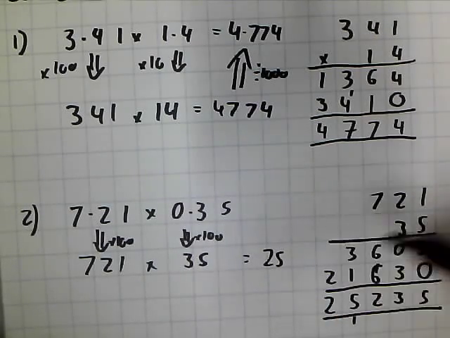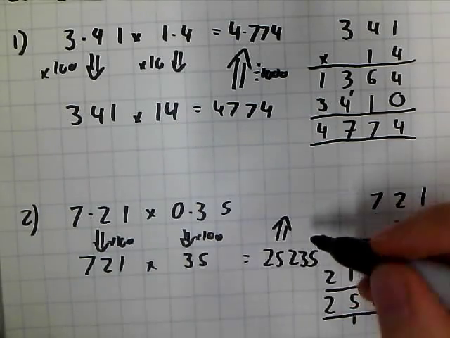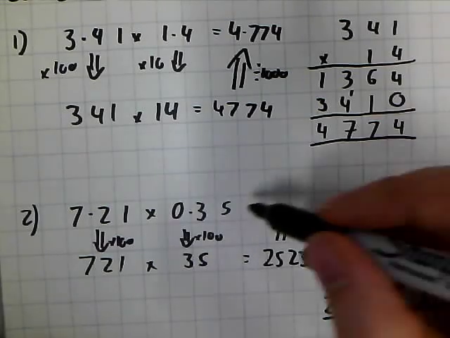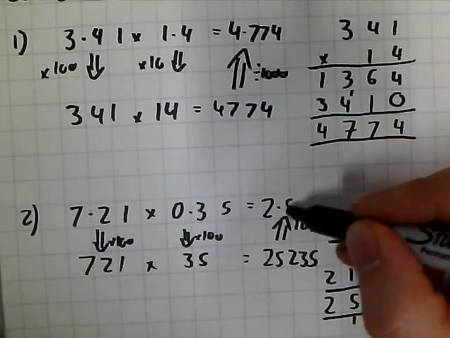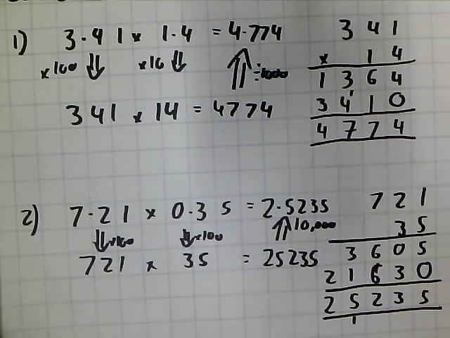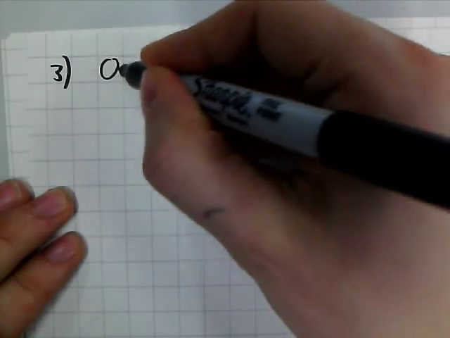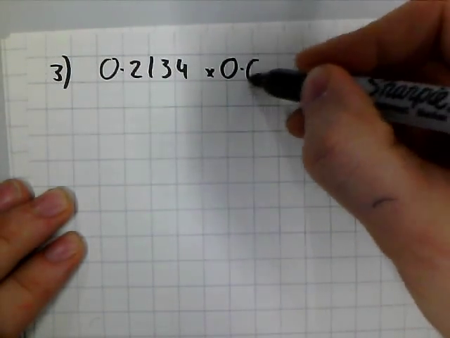25,235. But now I need to remember to divide by 100 twice, or 10,000. So that's 2.5235. Okay, and final question, which I'll do on a new page. Question 3. 0.2134 multiplied by 0.045.